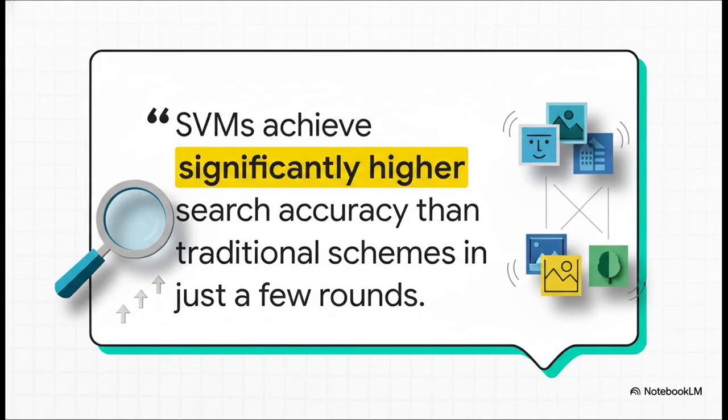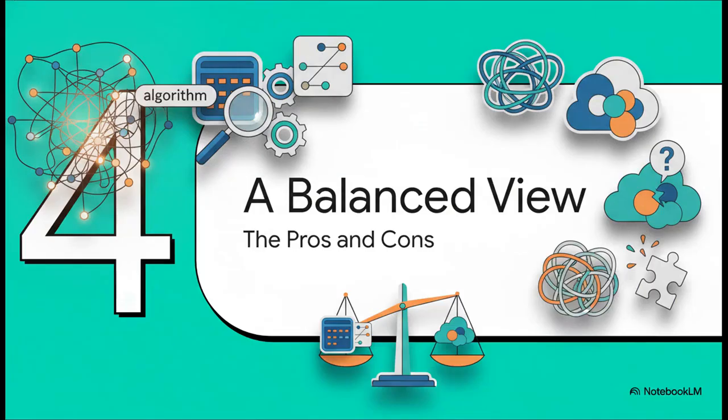And they're not just used, they're really good at what they do. For instance, there's research in image classification that found SVMs get significantly higher search accuracy than older methods, and they get there fast, in just a few rounds of learning. That's a huge deal.